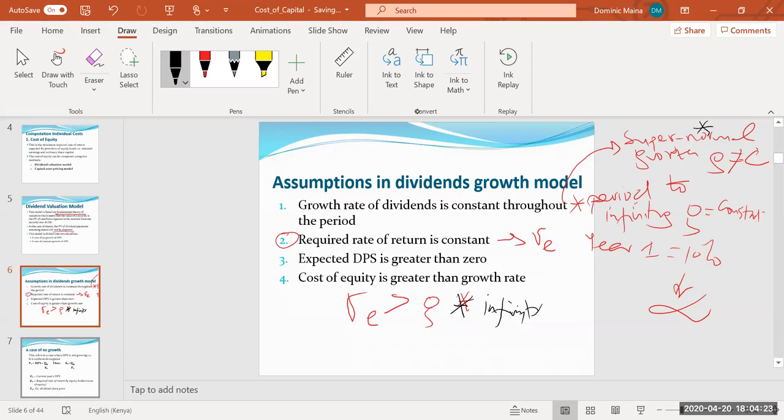Later on as we go through the material, you'll see why this applies. I'll come back to it to re-emphasize why point four needs to apply. Those are the assumptions of our dividend growth model.